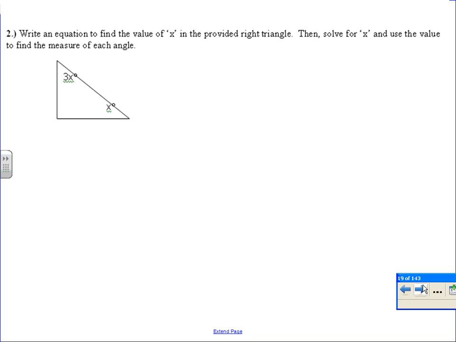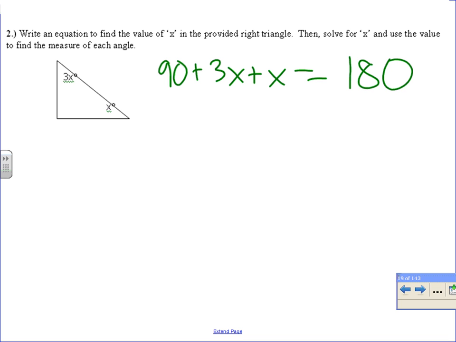Okay, what equation did you guys use? Annalise, what equation did you use? Good job. 90 plus 3x plus x equals? Good, equals 180. So here's our equation. Yes, you could have these things in a different order. Did anyone have a different equation? Charles?